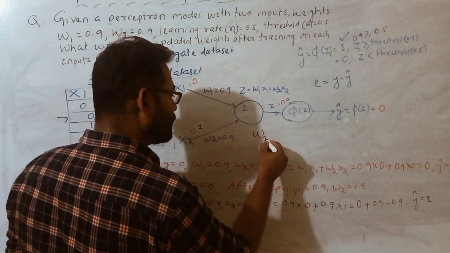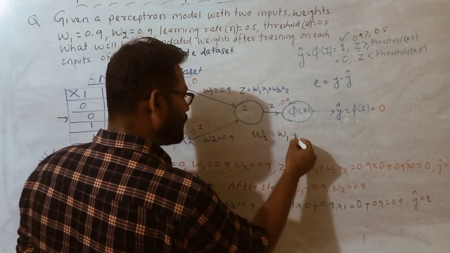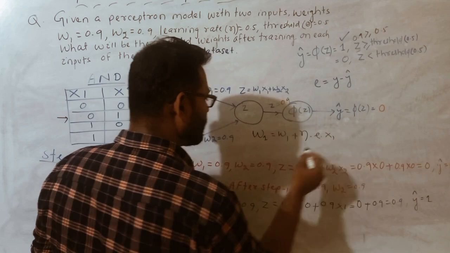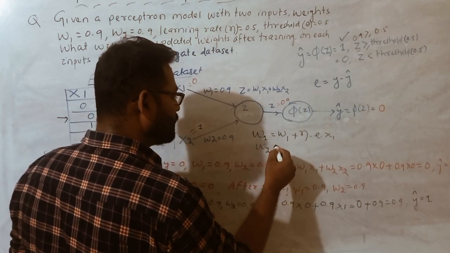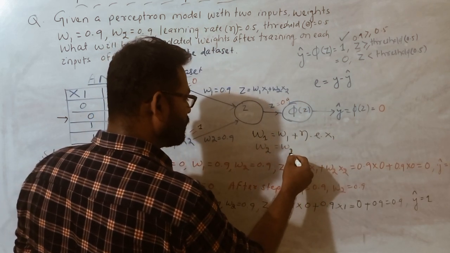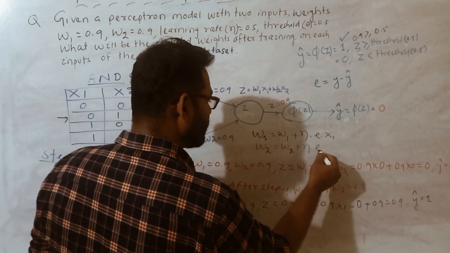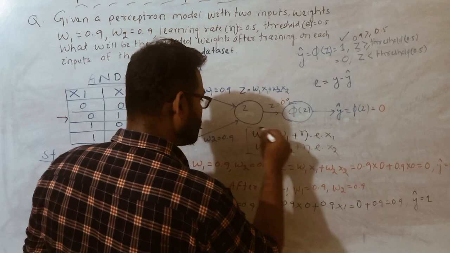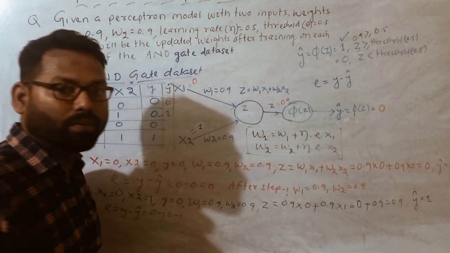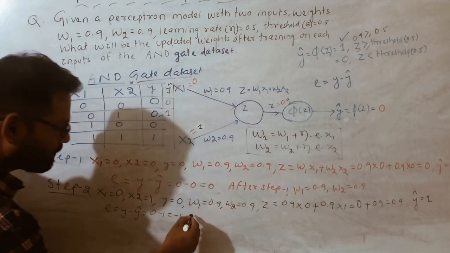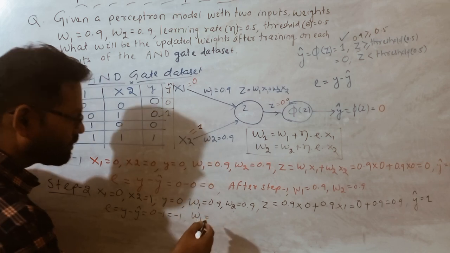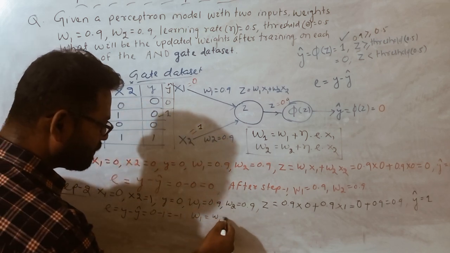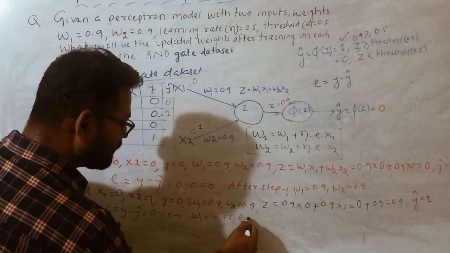Here, for the two weights, W1 will be W1 plus learning rate eta into error into input x1. And what is the weight update for W2? W2 equals W2 plus eta, the learning rate, into error into x2. So this is the formula to update the weights. Okay, so we are going to update the weights. Now W1 is equal to the previous W1 plus eta into error into x1.